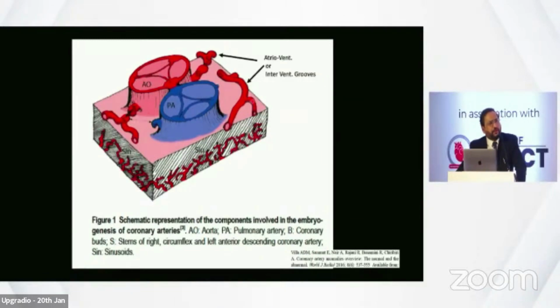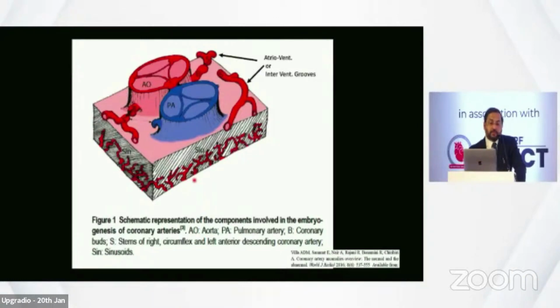Because some of the developmental anomalies of the coronary arteries are because of the non-fusion, non-resorption of the sinusoids. If the sinusoids do not get resorbed, what will you get? You will get a coronary cameral fistula. So the coronary cameral fistula is the non-resorption of the sinusoid, and that's why the fistula continues to happen.